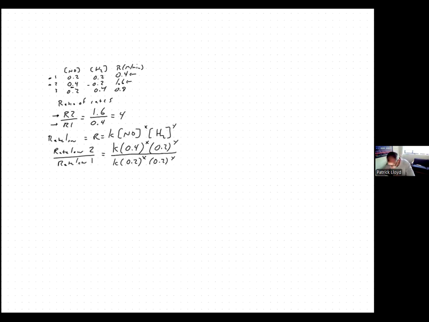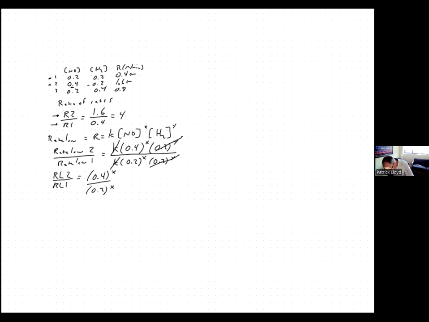And now I'm going to use some reasoning. K is the rate constant, and we have it in the numerator and the denominator, so we can just cancel it. And then 0.2 molar for the hydrogen to the Y divided by 0.2 molar hydrogen to the Y. That's the same. It cancels, right? So it becomes 1. So this simplifies. I'm just going to abbreviate this RL2 over RL1. It would be 0.4 to the X divided by 0.2 to the X.